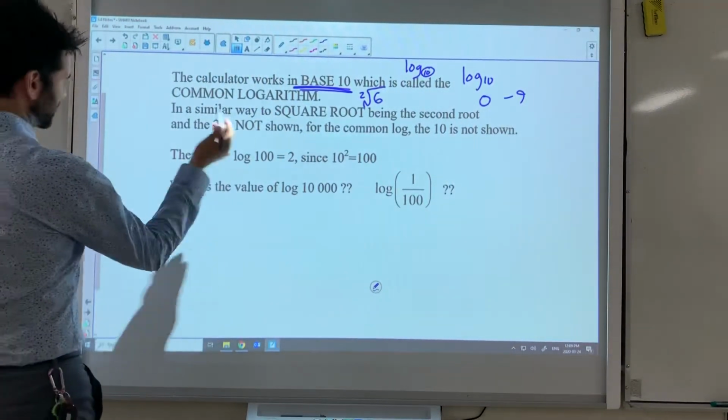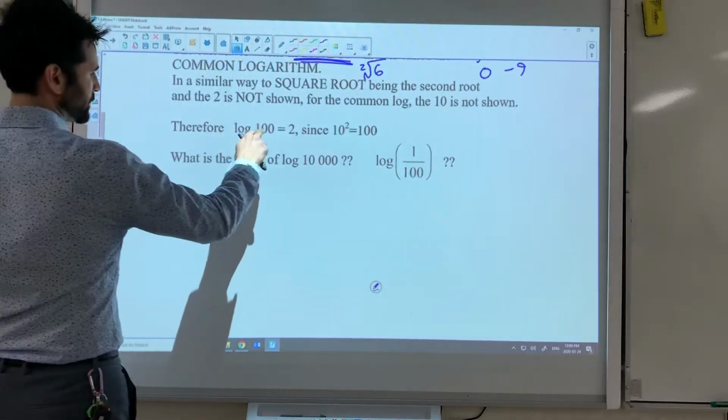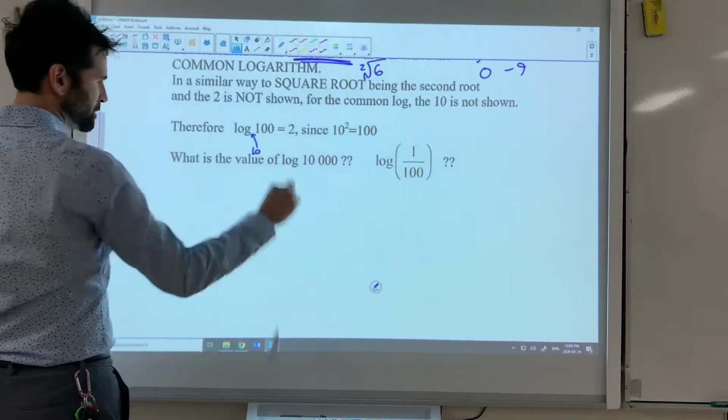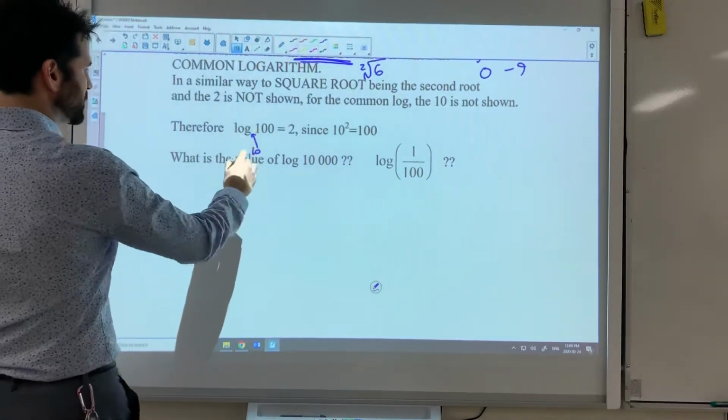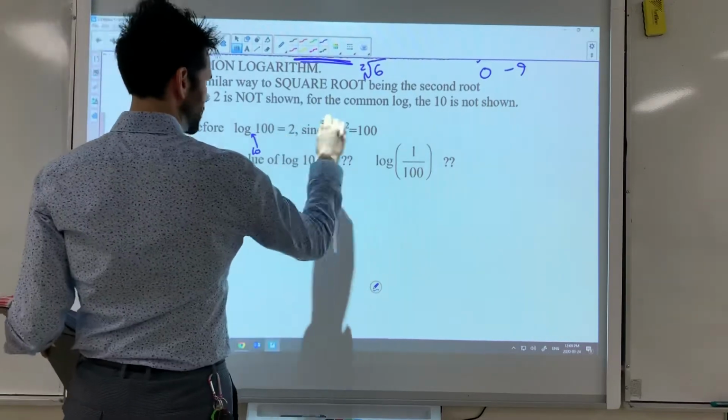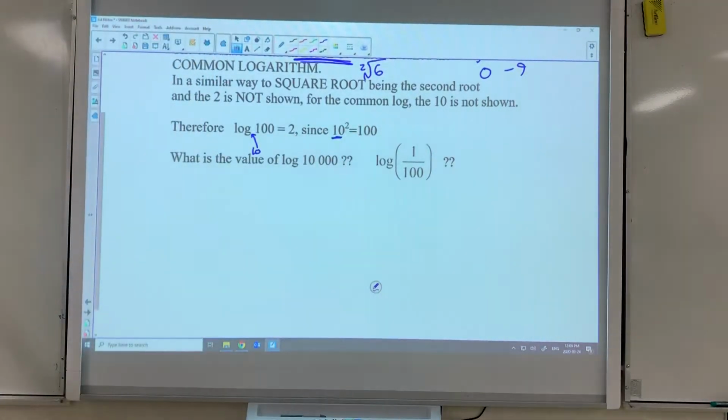So let's take a look at a quick question. If I write log of 100 equals 2, it's generally understood that because there's nothing there, it's base 10. So we could take this and say, okay, the base stays the base, the answer is the exponent, and the argument is the answer in the exponential form. So 10 to the power of 2 is 100.